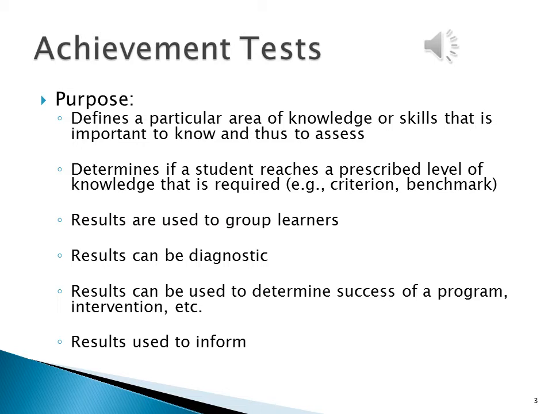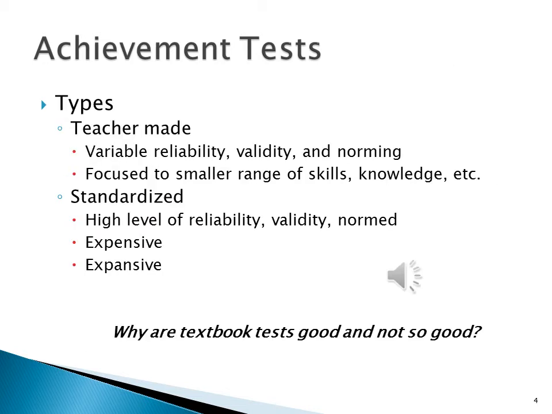Every time you give a test or a unit test, or if you do something like an Iowa or a WKCE or a Smarter Balanced assessment, those are achievement tests. Those are looking at, does the student know a certain body of knowledge and skills within reading, math, science, social studies, or language usage. There are a variety of types of achievement tests.